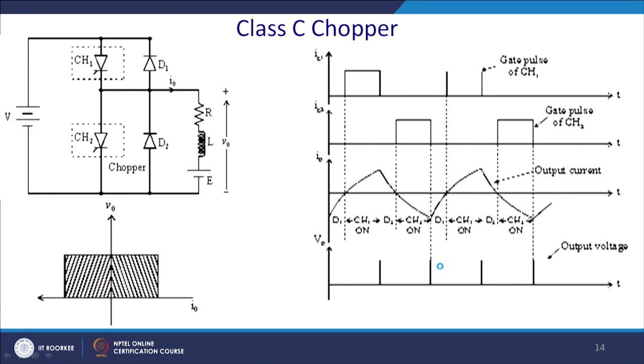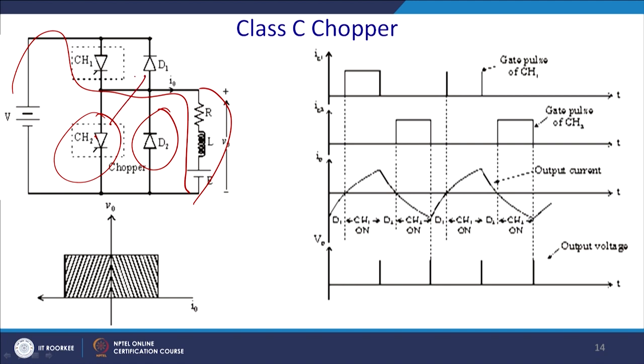Now, class C chopper essentially combines two parts. This is the forward conduction mode for the class A chopper, and this diode essentially makes it CH1. If CH1 is operated, then D2 is operated, and if CH2 is operated, then D1 is operated. So, CH1 and D2 make this chopper a class A chopper, and CH2 and D1 make it a class B chopper, and if you combine the whole thing, that becomes the class C chopper that will operate in this quadrant.